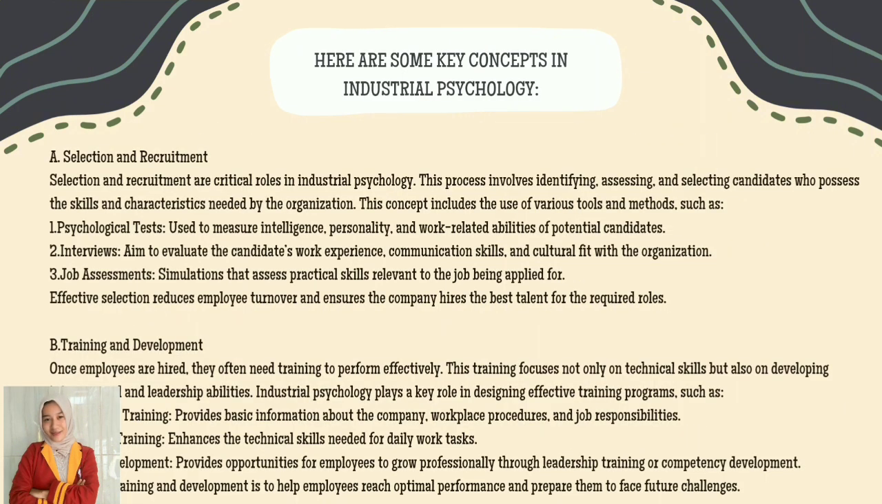Selection and recruitment. Selection and recruitment are critical roles in industrial psychology. This process involves identifying, assessing, and selecting candidates who possess the skills and characteristics needed by the organization. This concept includes the use of various tools and methods such as 1. Psychological tests, used to measure intelligence, personality, and work-related abilities of potential candidates.